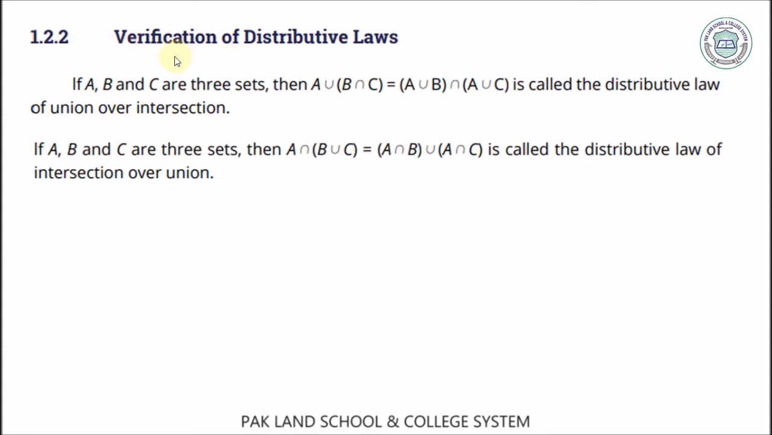Next our topic is verification of distributive laws. If A, B and C are three sets, then A union (B intersection C) equals (A union B) intersection (A union C), which is called the distributive law of union over intersection. In the distributive law, we use both operations, union and intersection. If A, B and C are three sets, then A intersection (B union C) equals (A intersection B) union (A intersection C), which is called the distributive law of intersection over union.